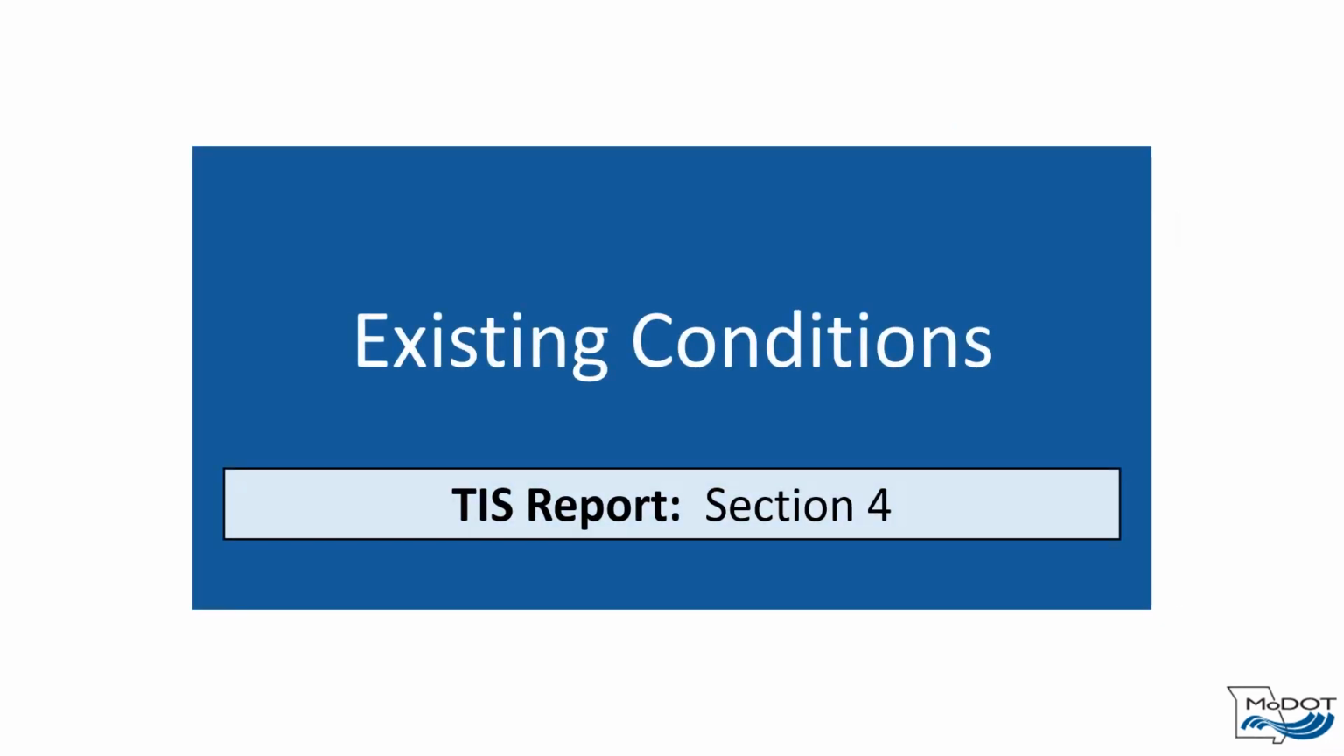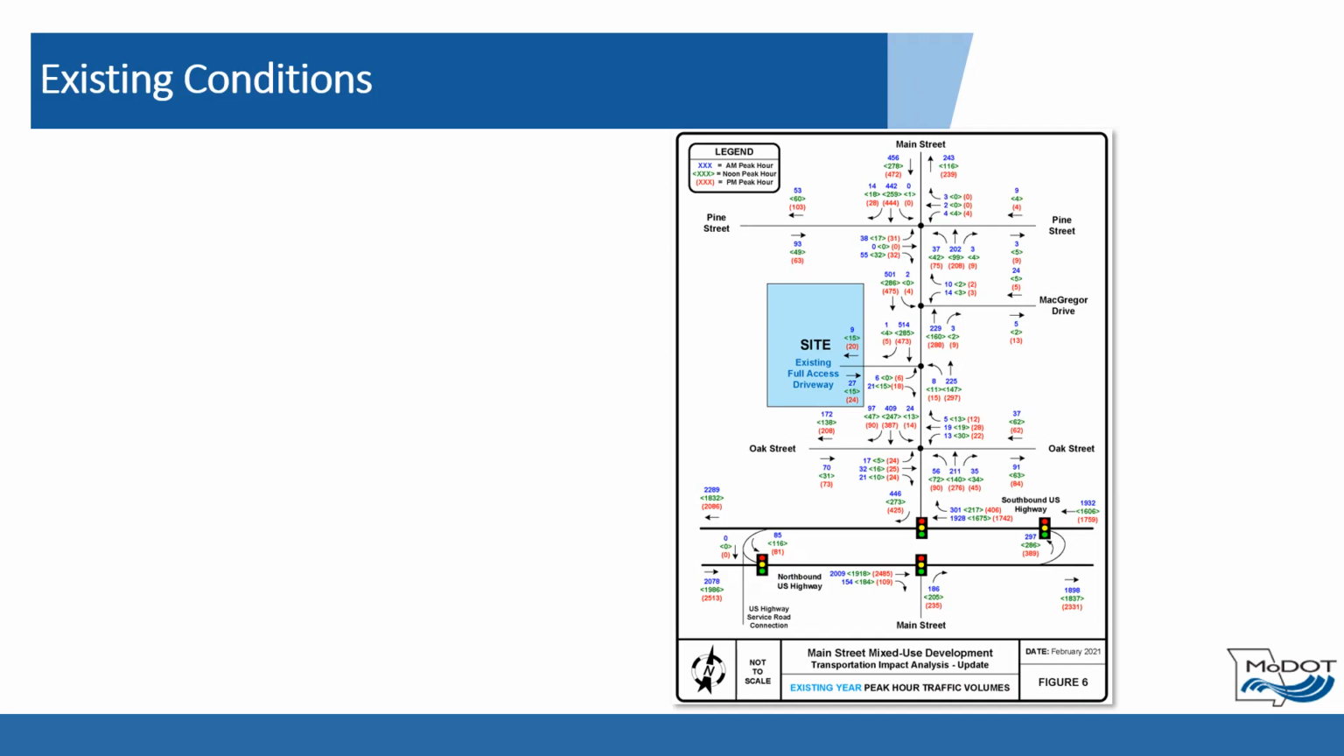TIS Report Section 4 focuses on existing conditions of the study area. Section 4 of the TIS Report template should be used to discuss existing site conditions and traffic volumes. Section 4 will include the following subsections.